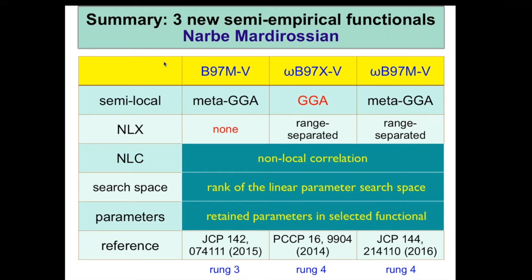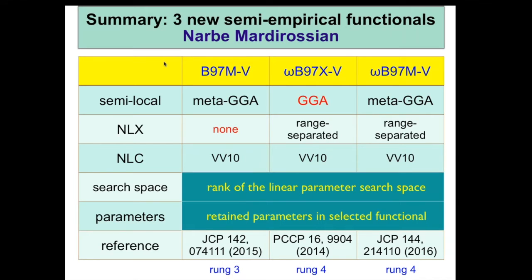Then the next row down is the corresponding non-local correlation. In each of these 3 functionals, we don't use Grimme C6 potentials, we use true van der Waals density functionals, the functional of Vydrov and Van Voorhis, which is called VV10, and you'll see the form of that a little bit later.